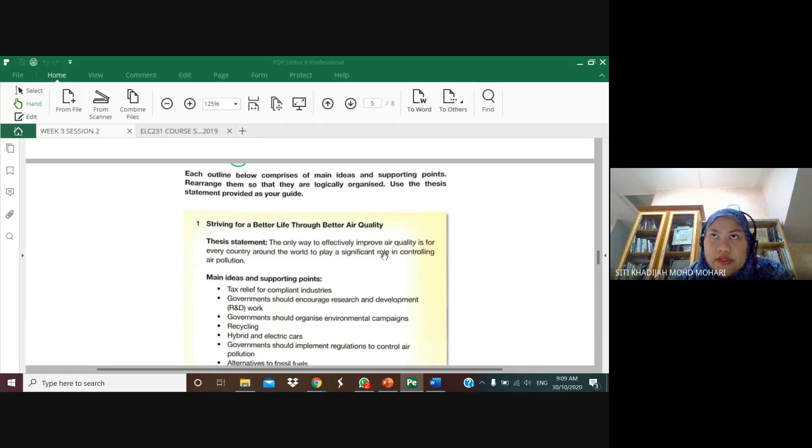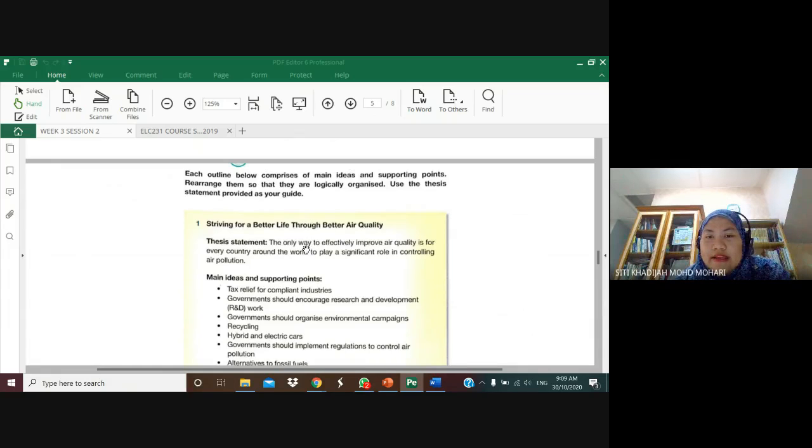So for your level, we would like you to write a specific thesis statement. Whenever you write an essay, please try to include a specific one. What does it mean by a broad or general thesis statement? It means that you include the main idea, your topic, for example, improve air quality. That is the focus topic.